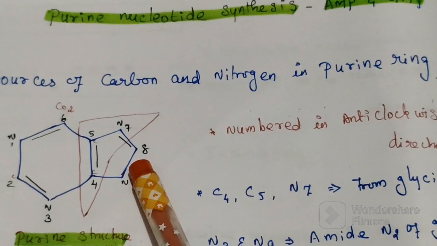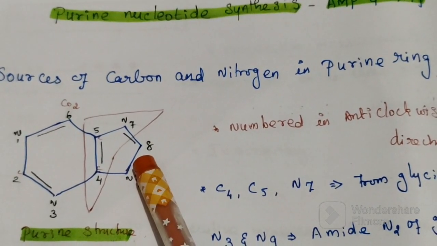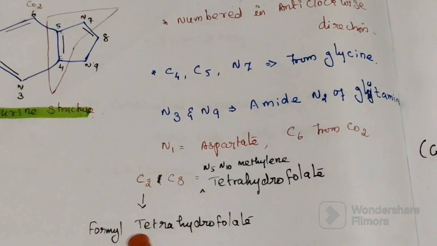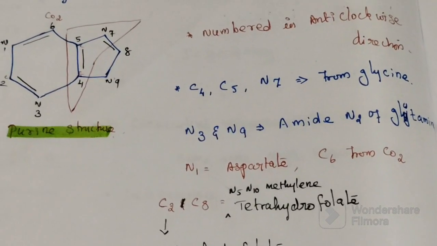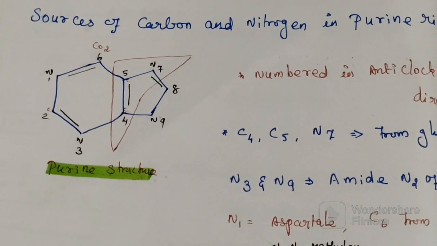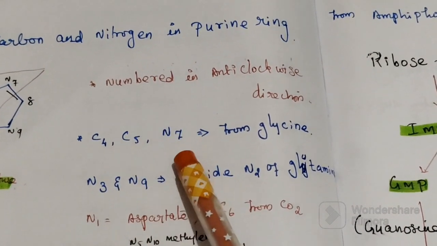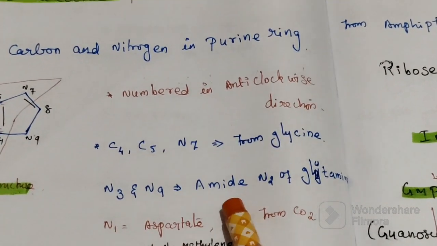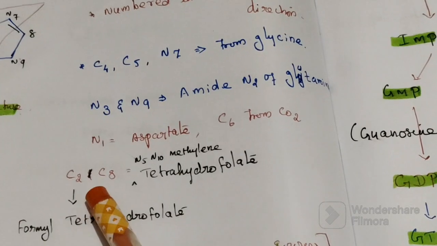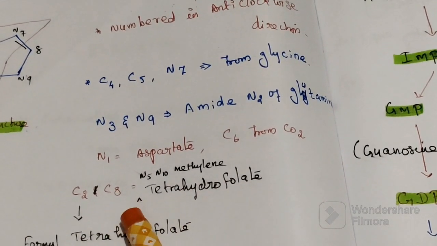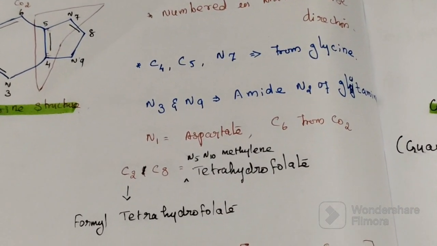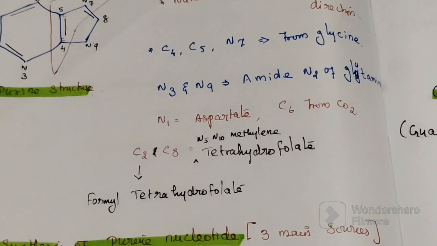C8 is from tetrahydrofolate, that is N5, N10 methylene tetrahydrofolate. C2 is from formyl tetrahydrofolate. So these are the sources of carbon and nitrogen in the purine ring. C4, C5, N7 from glycine; N3, N9 from the amide nitrogen of glutamine; N1 from aspartate; C6 from carbon dioxide; C2 from formyl tetrahydrofolate; C8 from N5, N10 methylene tetrahydrofolate.